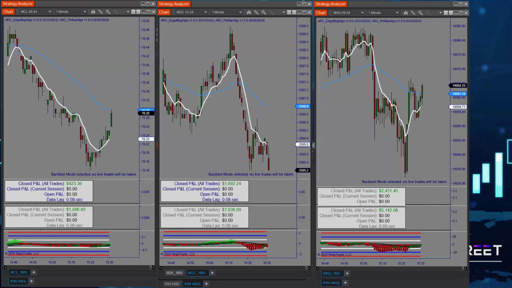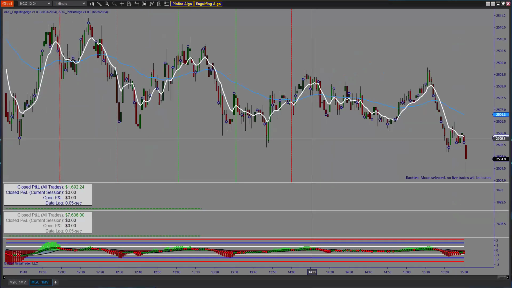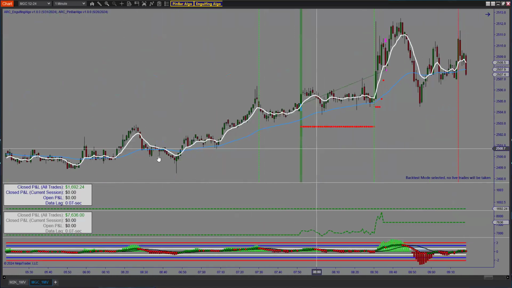Why not? If you want to get good at making money with algos, that's the way to do it. You've got to be able to look back at the charts and say, what happened? So let's do that. For example, let's go into GC. We're going to go back here and look at some trades. Now everything's on the same chart.